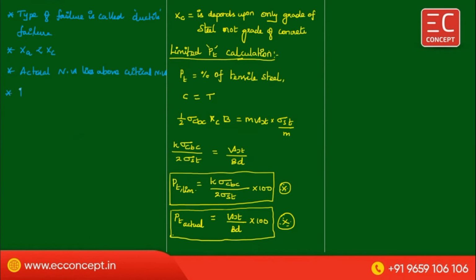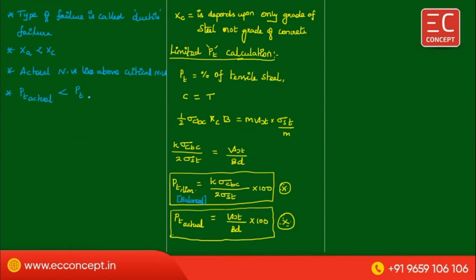Now, the actual percentage of steel is less than PT balanced or critical. This one is the actual. This is the limiting, or you can say this is the balanced also.